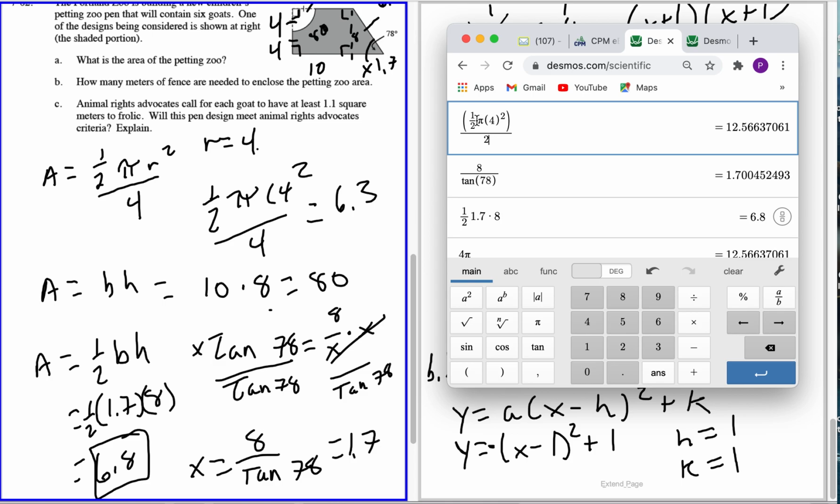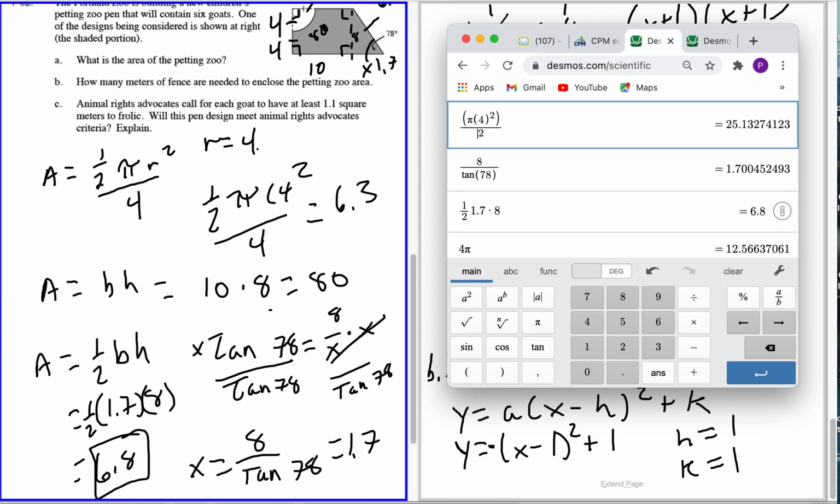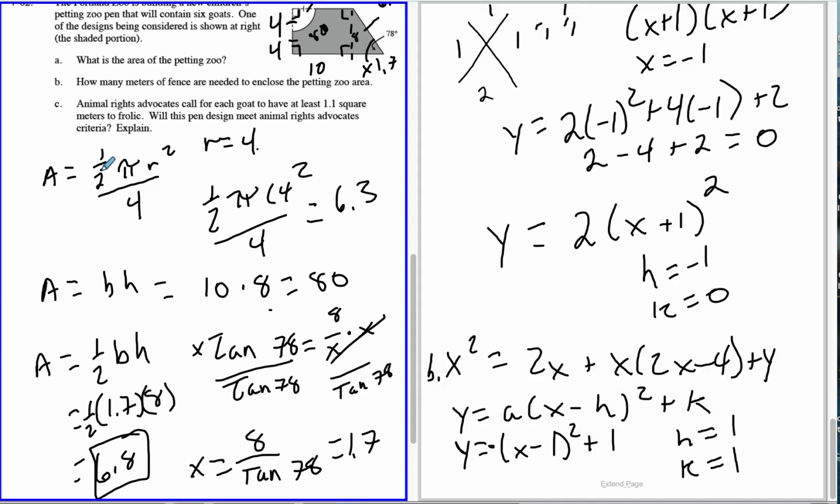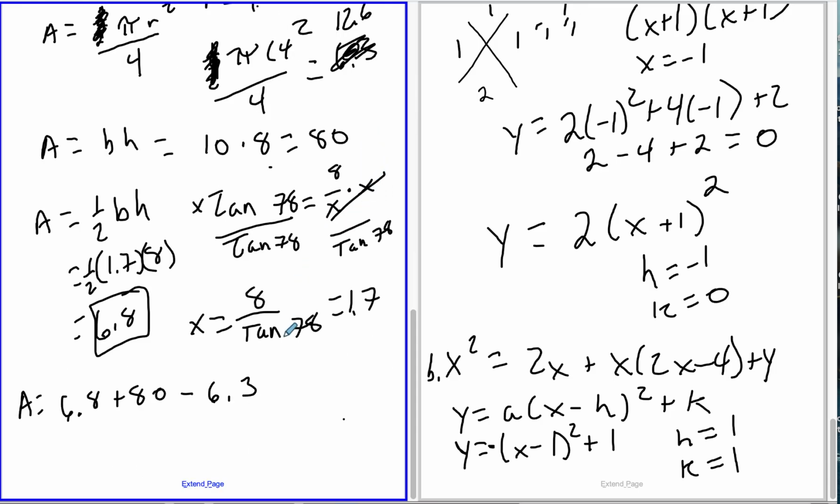Oh, I know what I did. It's not 1/2. I combined two formulas there. That stinks. I'm sorry, guys. My formula is off. It's pi r squared divided by 4. So if I multiply this by 2, it's 12.6. So we have 6.8 plus 80 minus 12.6. We get 74.23.